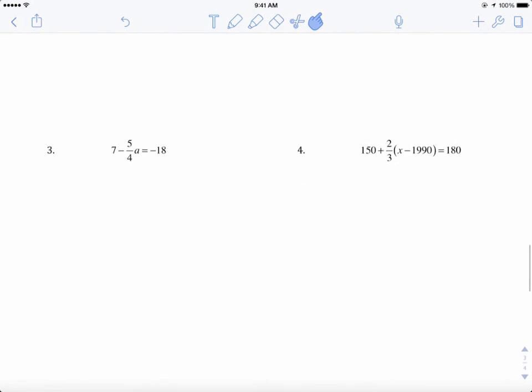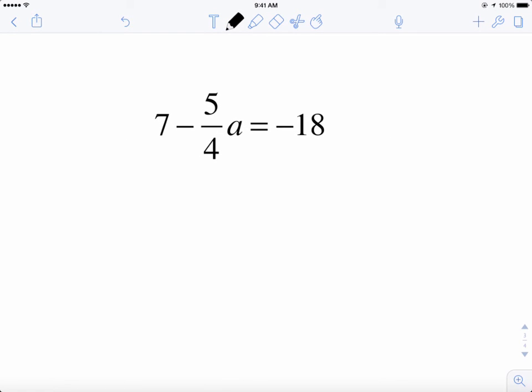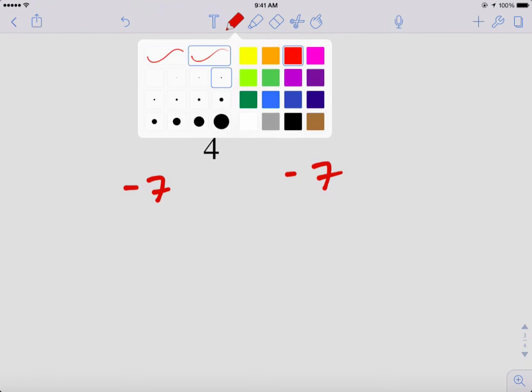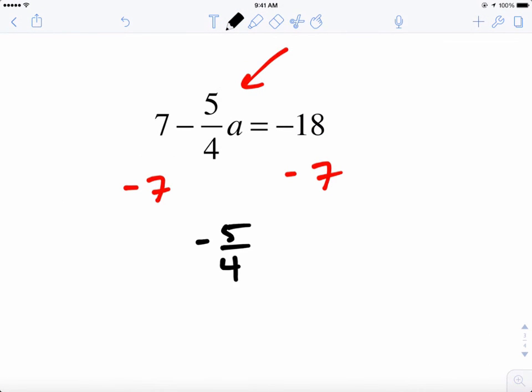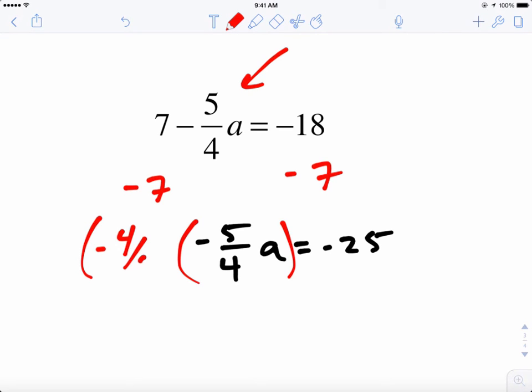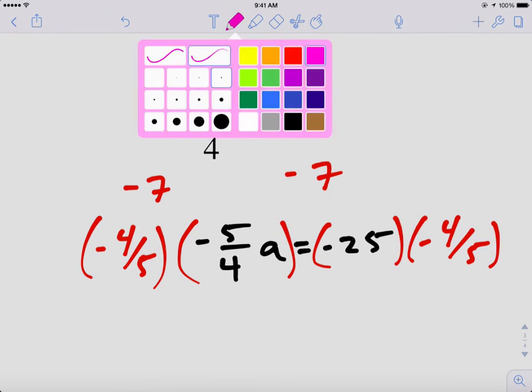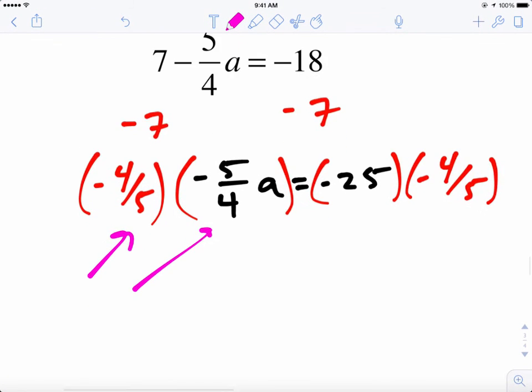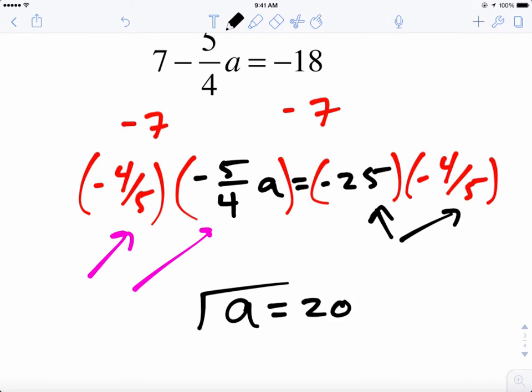All right, in our third example, we've got some fractions going on. Oh my gosh. Well, we're going to proceed as normal. Let's subtract 7 first to isolate this negative 5/4 times a. So negative 5/4 times a equals negative 25. Let's multiply both sides of our equation by negative 4/5. All right, we know that these two guys multiply to give 1, so our left-hand side of the equation will just be 1a. And negative 25 times negative 4/5 equals positive 20.